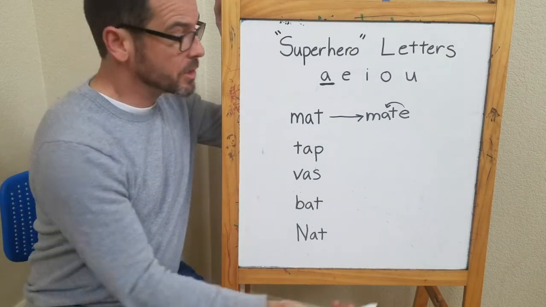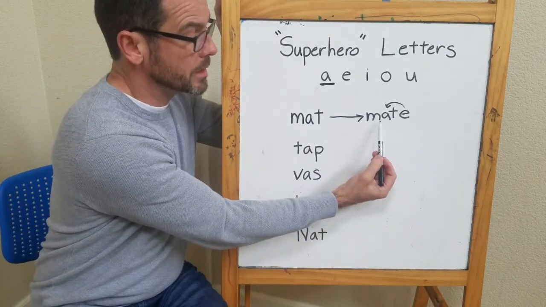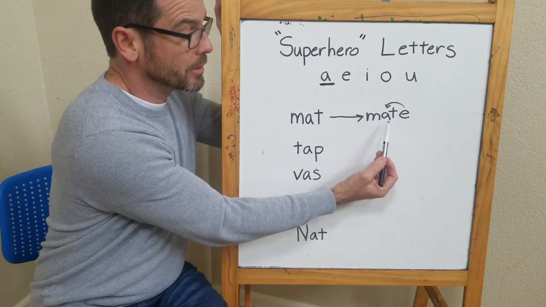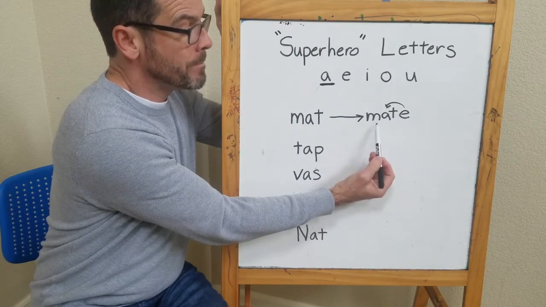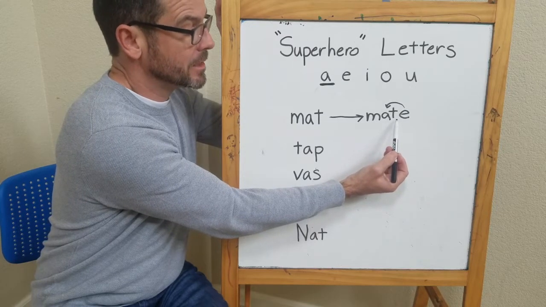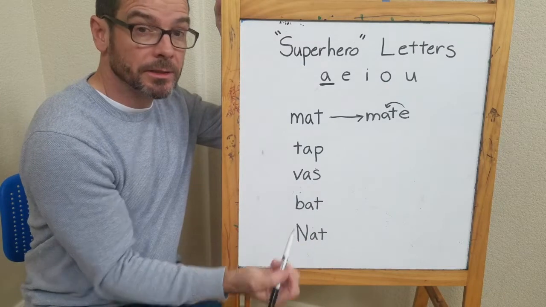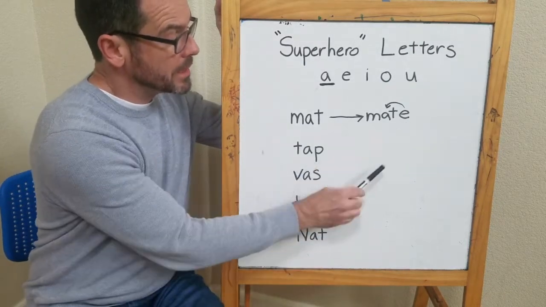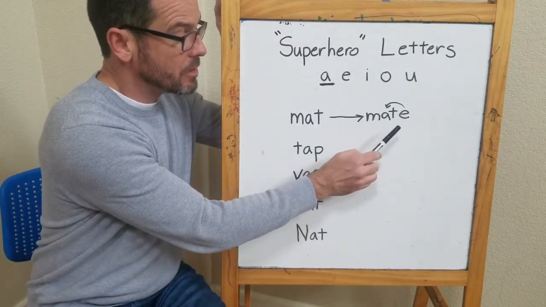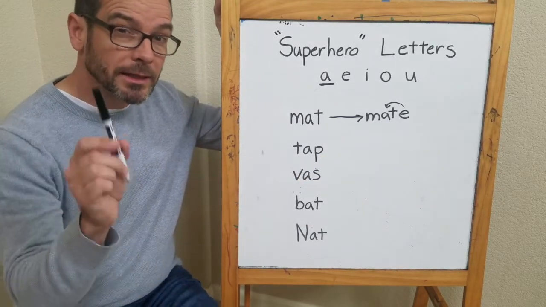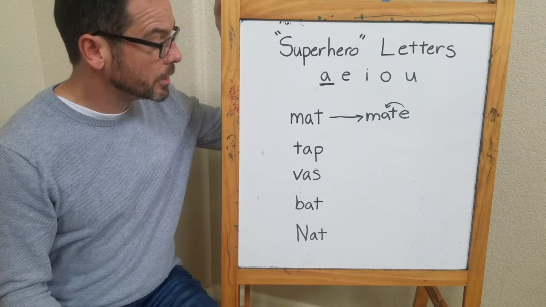So help me sound this one out now. Now we will read this with the new superhero sound. A, t, mate. Interesting. So when we add that bossy E, it actually changes the sound and changes the word. We have a new word. That's how that works. Let's try that out with our other letters.